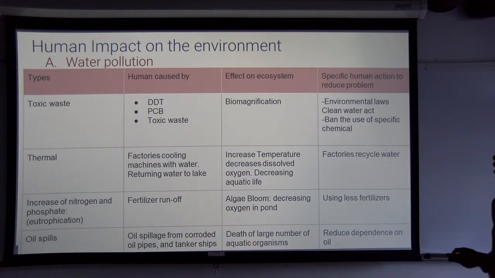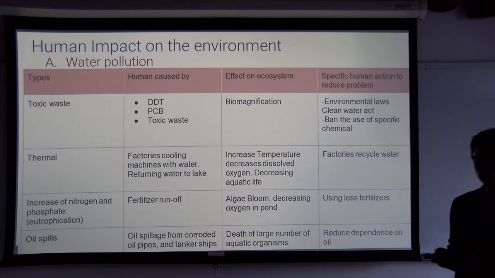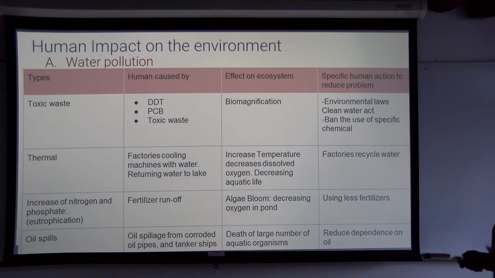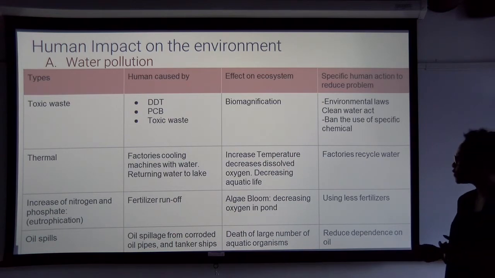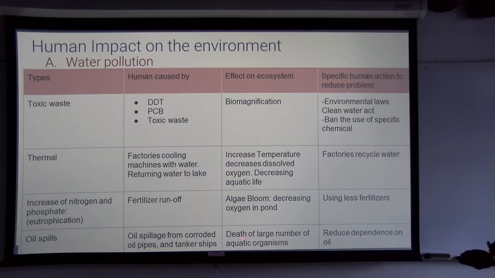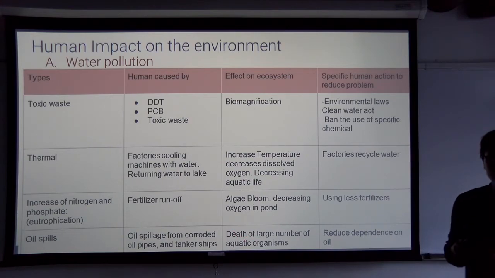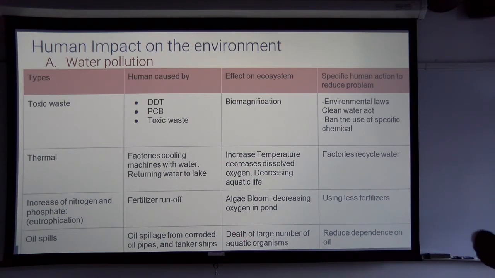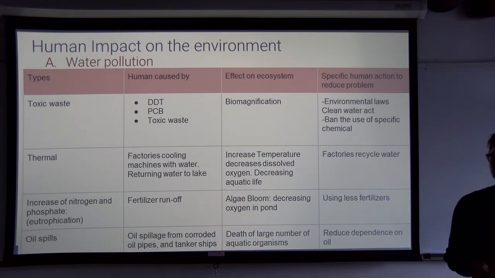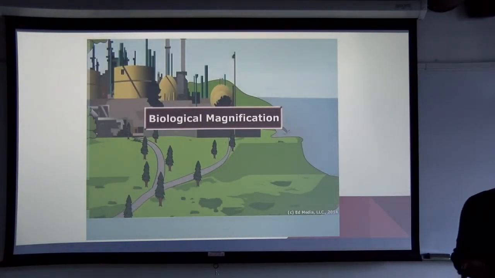Oil spills are also a problem, and that's because of corrosion in oil pipes from the tankers. And so we hear about this from time to time, and how that affects the environment is that it creates death in these organisms, like large numbers. And the way we could deal with that is reduce our dependence on oil. So let's take a quick look at biomagnification, because it's one of the popular questions.